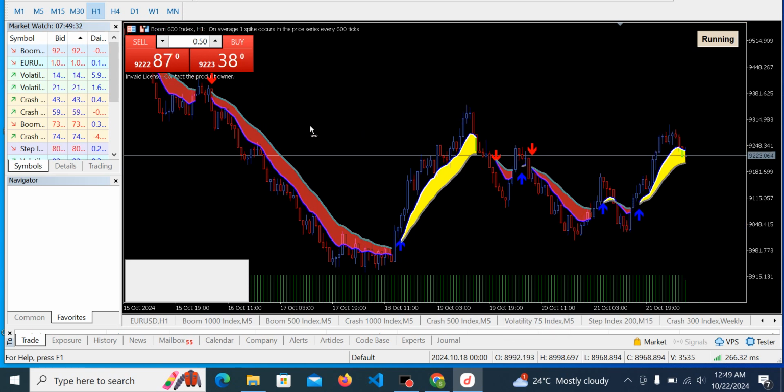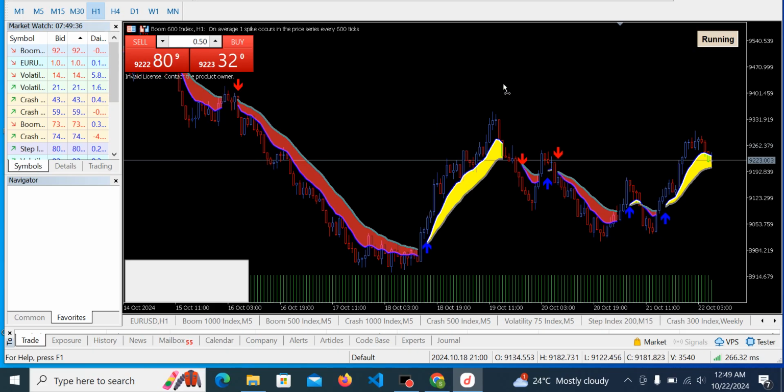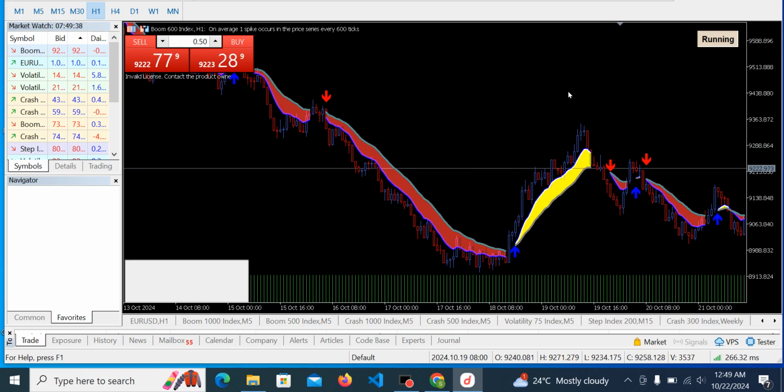So that is how beautiful some of these trading tools are. You can still use this same trading tool for this particular asset. For those of you that have the 3M Trend Milka trading indicator, you can go ahead and use it on your Boom 600. It helps you to analyze better and also take a better decision whenever you are trading.